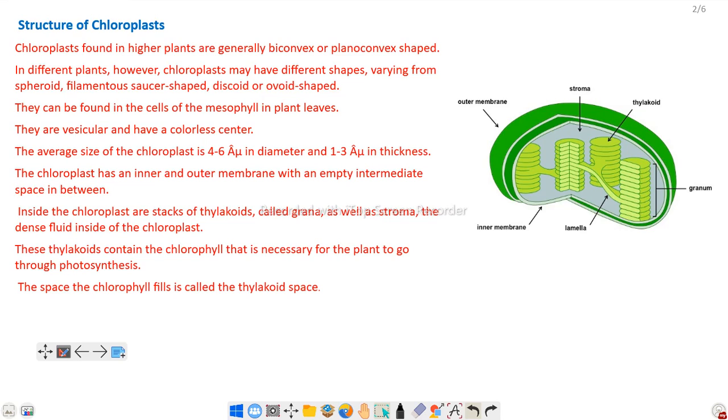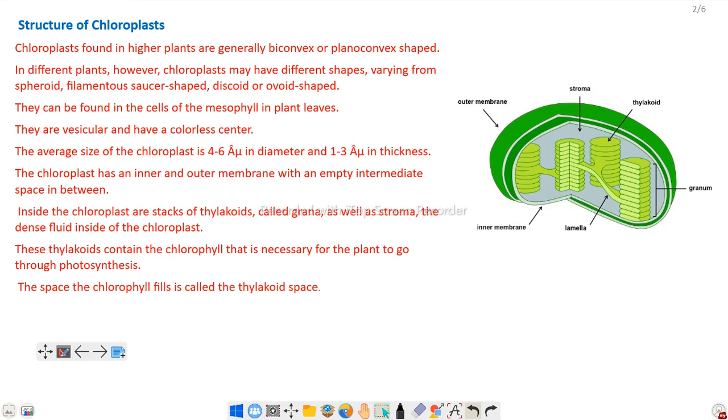Here the blue is the center part. So, these are the green thylakoid membrane and the center is white or colorless. And the liquid matrix, the blue color structure in the photographic image, is the stroma. They are vesicular and have a colorless center. The average size of a chloroplast is 4 to 6 micrometers in diameter and 1 to 3 micrometers in thickness.